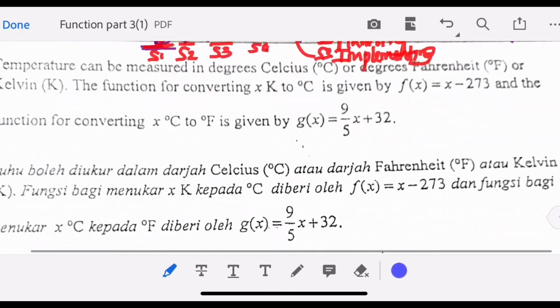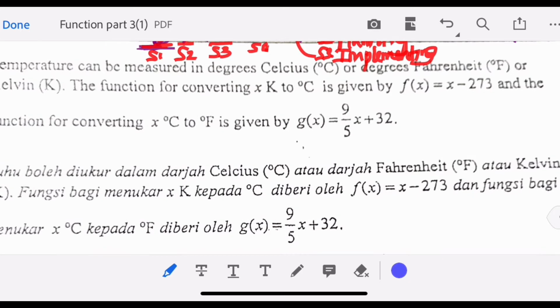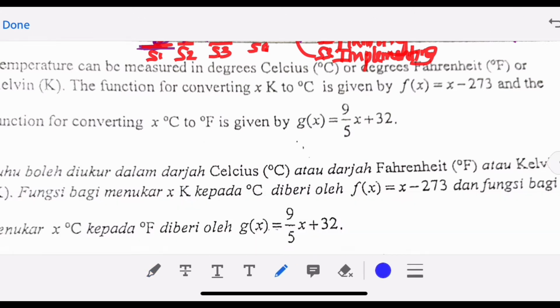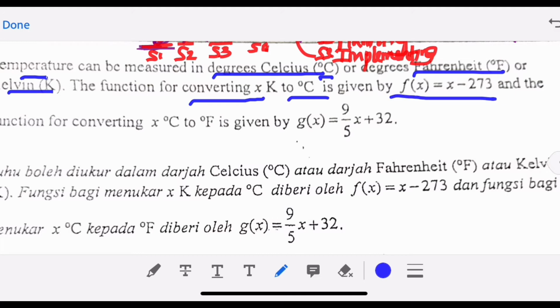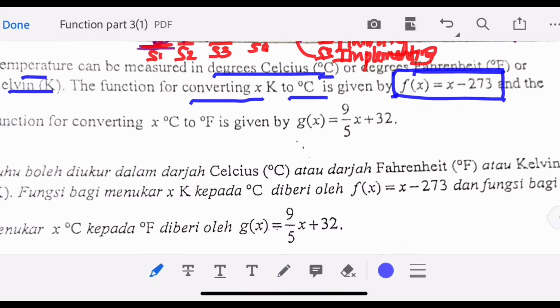So now we want to understand the question. Temperature can be measured in degrees Celsius. You're a science student, right? I'm sure you know temperature can be expressed in Celsius and Fahrenheit. The unit for Celsius is degree C and Fahrenheit is degree F. Sometimes we will use Kelvin, right? The function for converting Kelvin to Celsius is given by this formula. This is the first function.